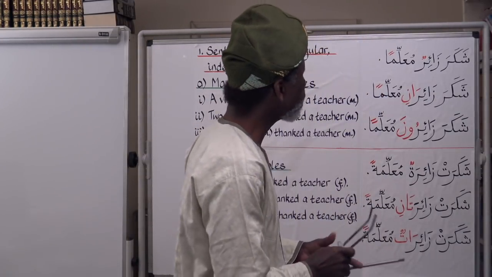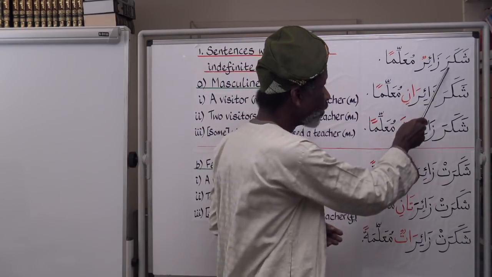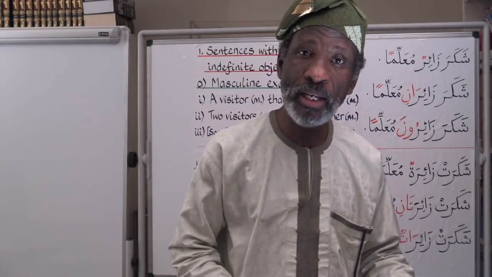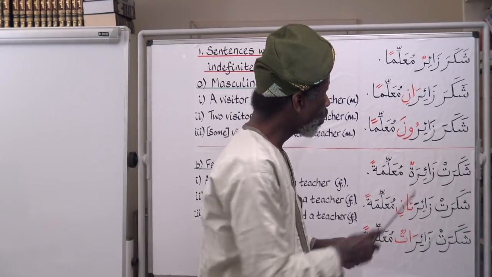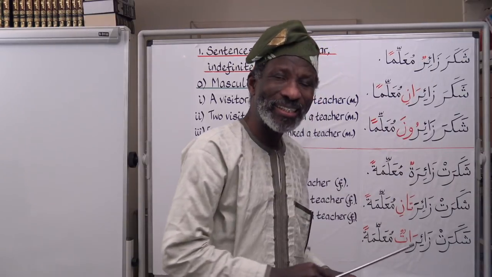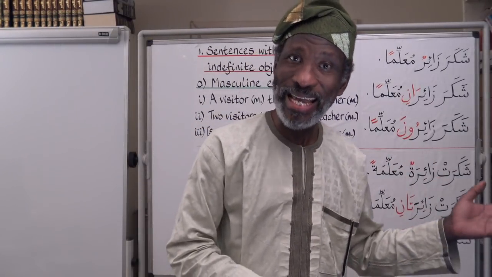Okay, the first sentence we have here is Shakara Zairun Mualliman. Shakara is a verb. Zairun, that's the subject. Zairun means a visitor. Mualliman means a teacher. So, Shakara Zairun, this is your subject. This is the doer. Zairun, a visitor. Shakara, thanked. Mualliman, a teacher.